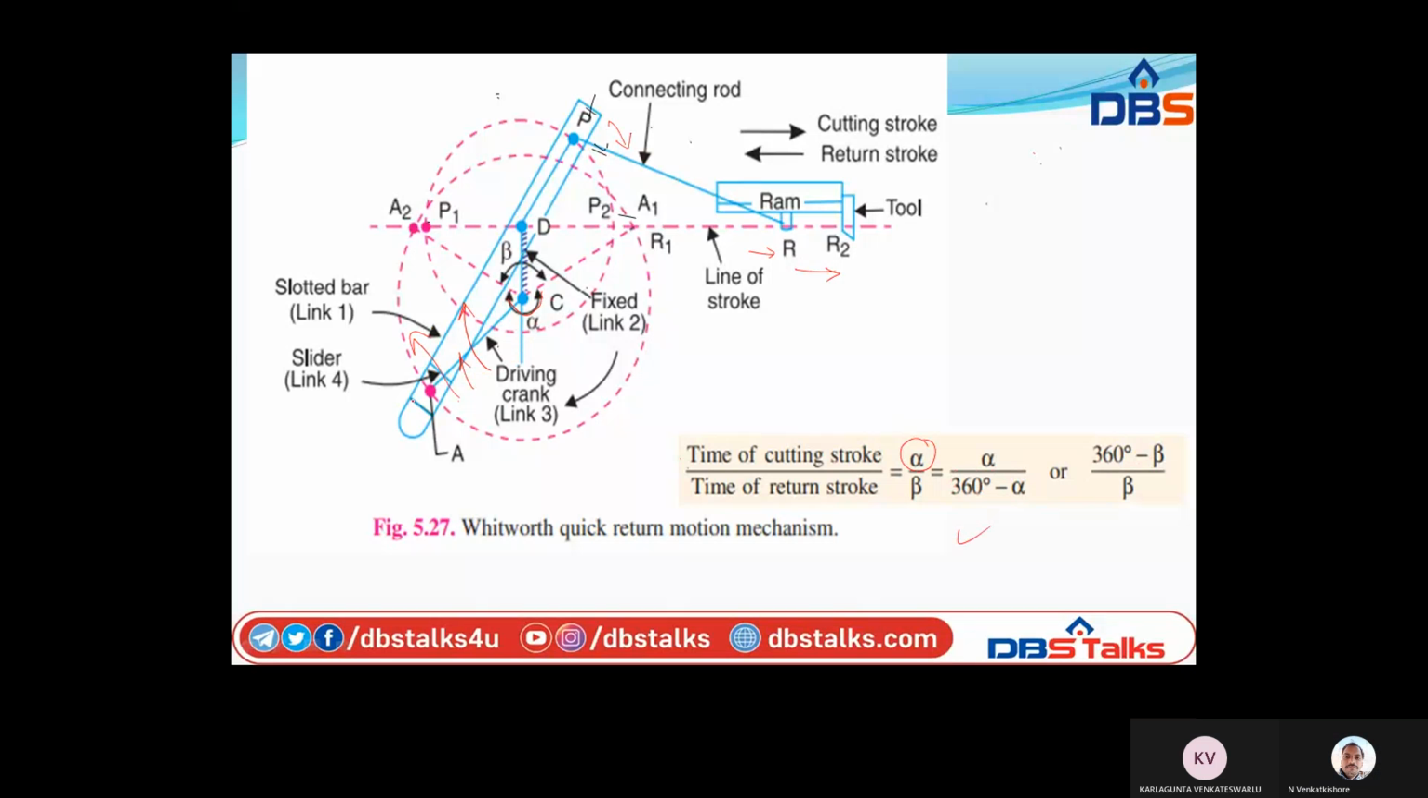So the final thing here is the slotted bar which is connected to the end point A. By the rotation of the driving crank, the slotted bar oscillates in this direction at P and in this direction at A. So due to that the ram moves in the forward direction. When it comes to the beta angle of rotation, the ram will move in the backward direction very fast. The animation of this we will see when we go for the final session.